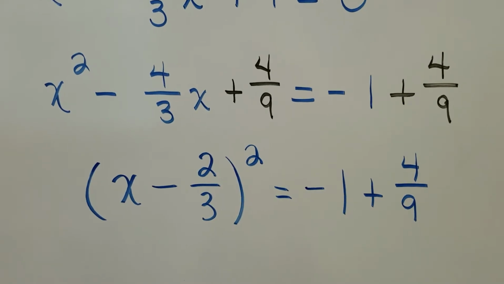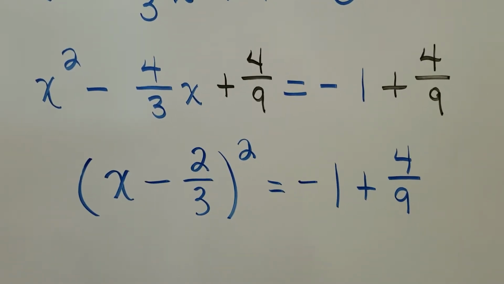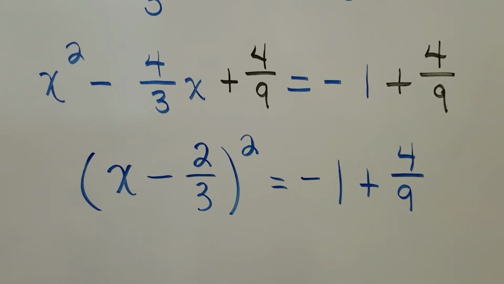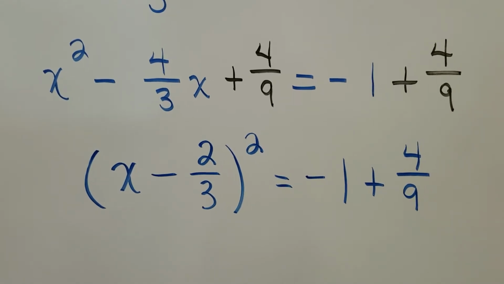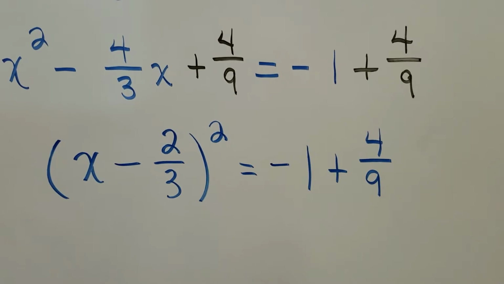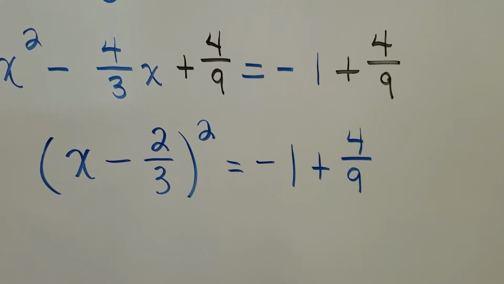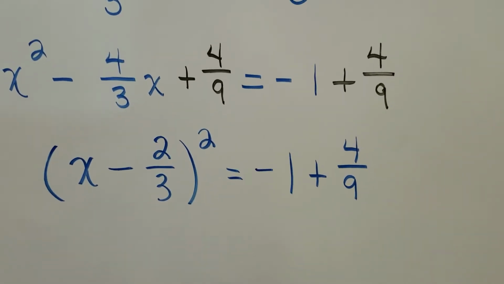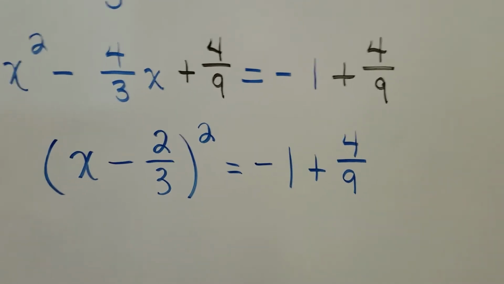The square root of 4 is 2, the square root of 9 is 3, so 2/3. The left side will factor as x minus 2/3 squared. So I also now need to combine the fractions on the right side of the equation. Let's take a second and go over how to add fractions. You can also use a calculator for this step.